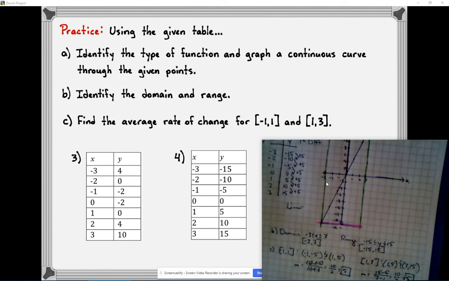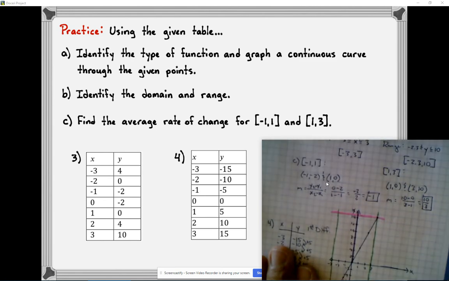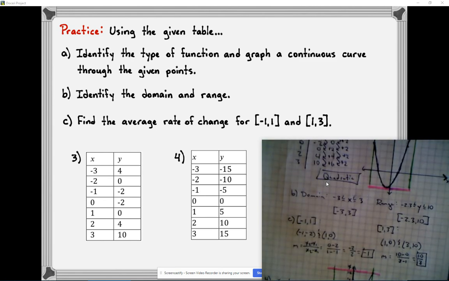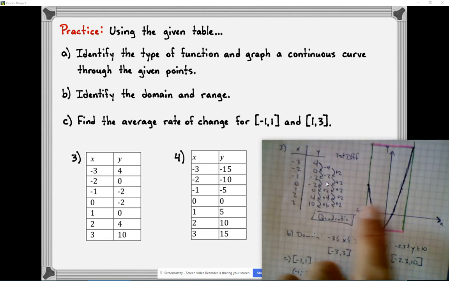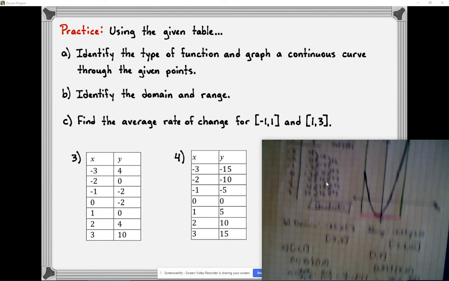All right, that wraps up this lesson. I know it was kind of a long one, but I don't think it was incredibly difficult. We were just looking for patterns in the table and recognizing that a linear function makes a line for a graph, and that a quadratic function makes a U-shaped kind of thing for a graph. And we saw some really cool applications of this in real life.